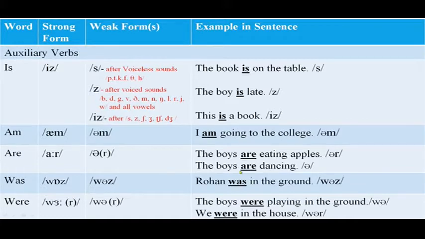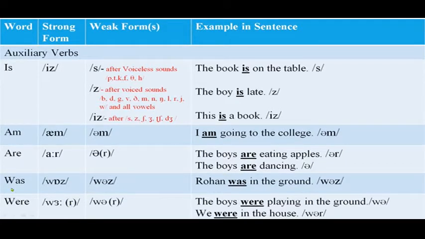In the second sentence, 'the boys are dancing.' R is followed by the word 'dancing', which starts with the consonant sound D. So in this case, R will be reduced to a mere weak vowel sound /ə/. So in this case, the sentence would be said as 'the boys are eating apples', and in the second sentence, R will be reduced to /ə/ and the sentence will be articulated as 'the boys are dancing'.